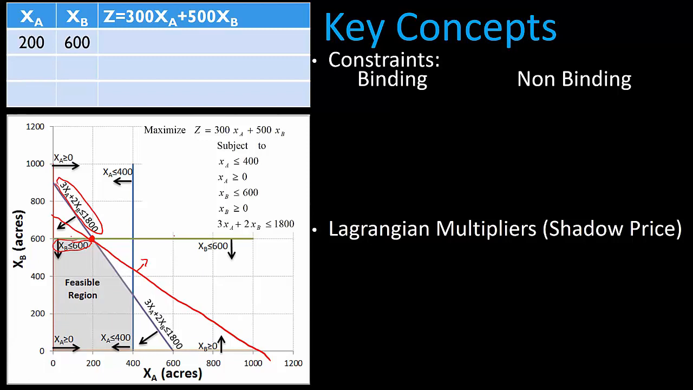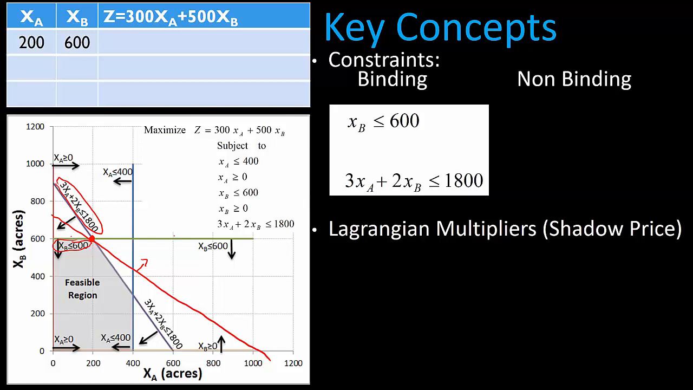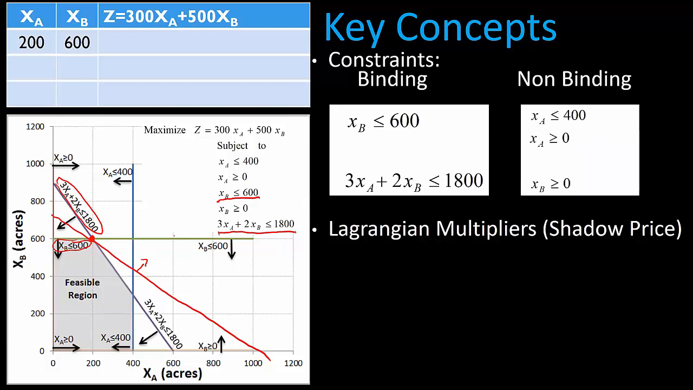So the constraints that are binding the objective function, that are impeding that you can get more, those are the two ones. And these are the ones that are binding the solution. What are the non-binding? This. So why is this important?